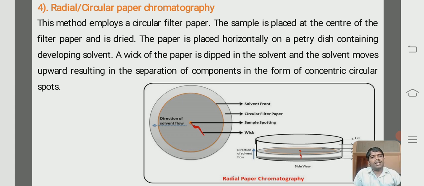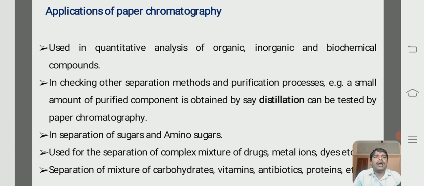So by making use of this circular paper chromatography, we can separate a mixture of components into their individual ones. Coming to the application of paper chromatography. This technique is used in quantitative analysis of organic, inorganic and biochemical compounds, and in checking other separation methods and purification processes.